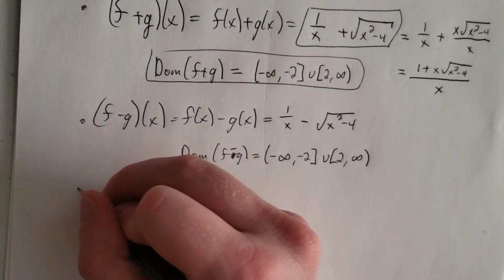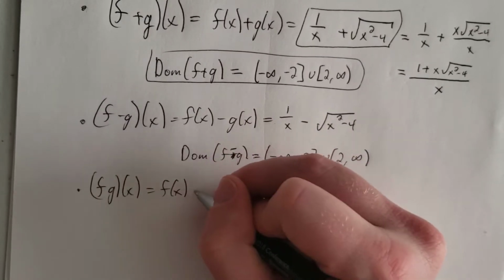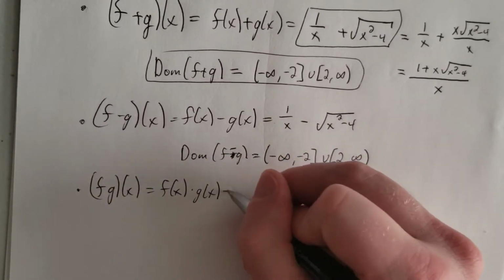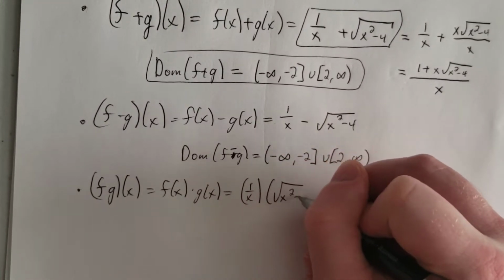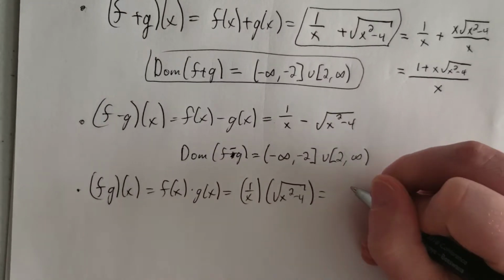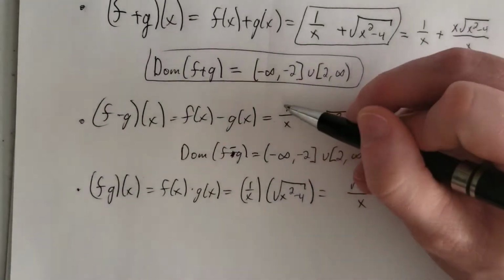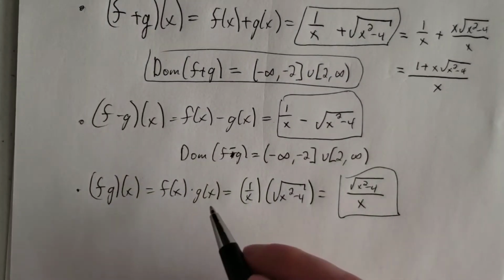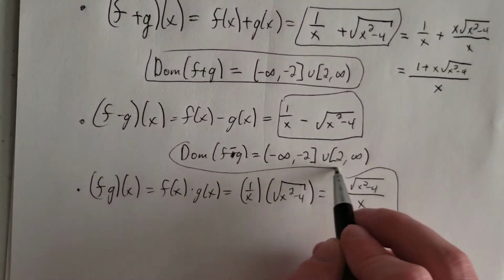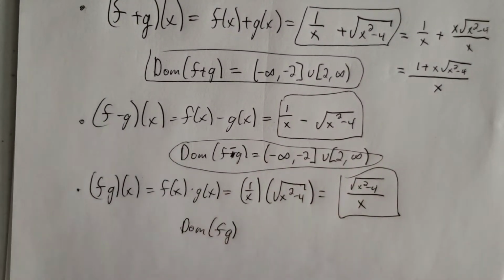F times g of x is just f of x times g of x, which is 1 over x times square root of x squared minus 4. We can write this more simply as the square root of x squared minus 4 all over x. And again, the domain will be the intersection of the domains of f and g.